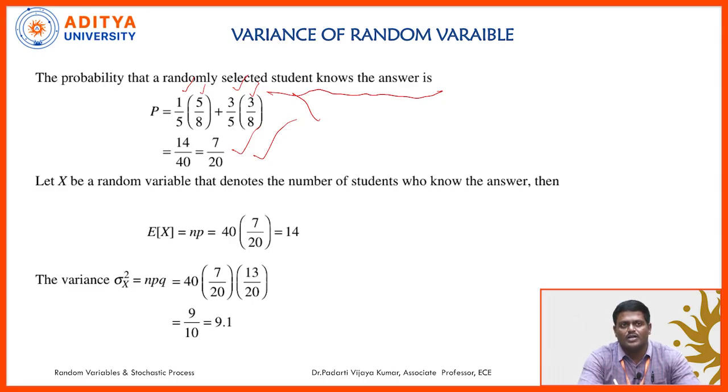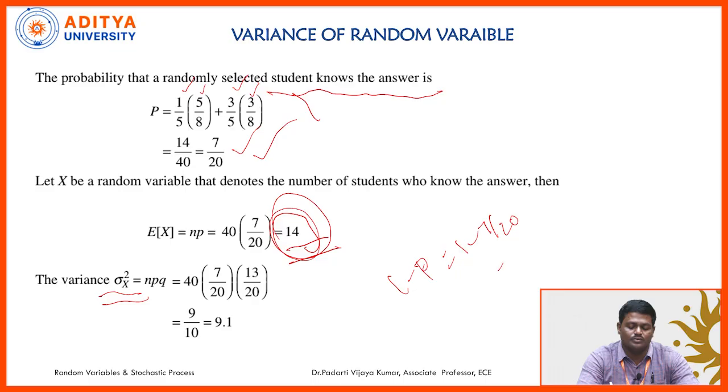That means the probability that a randomly selected student knows the answer is 7 by 20. Now we need to apply the binomial random variable concept. They are asking us to calculate the average number of students who know the answer. On an average, 14 students know the answer. Similarly, the deviation from the central value is npq. Applying that npq, 40 into 7 by 20, 1 minus p is 1 minus 7 by 20, that is equal to 13 by 20. So after doing the calculation, we will get 9.1. So on an average, 14 students know the answer and the variance is 9.1.